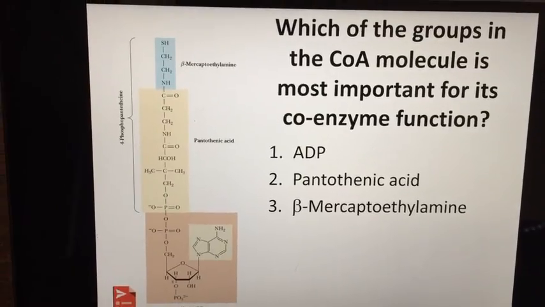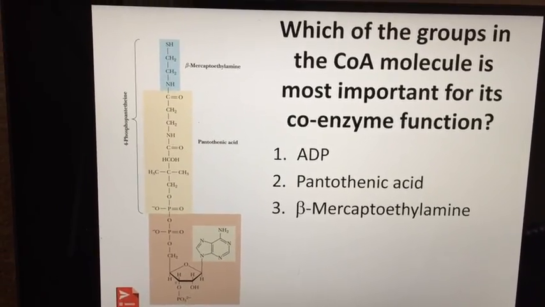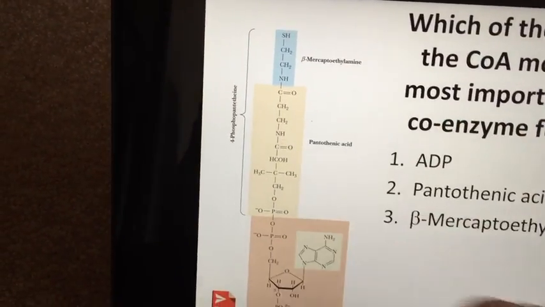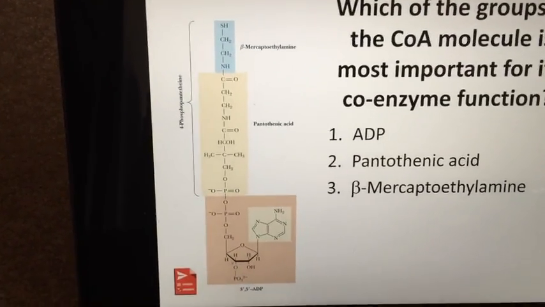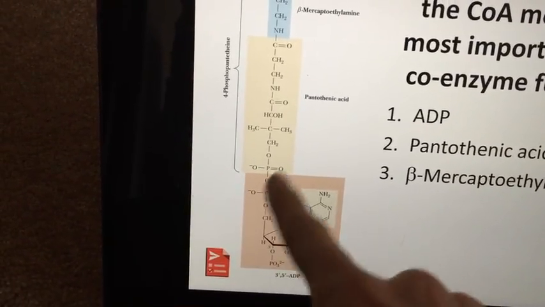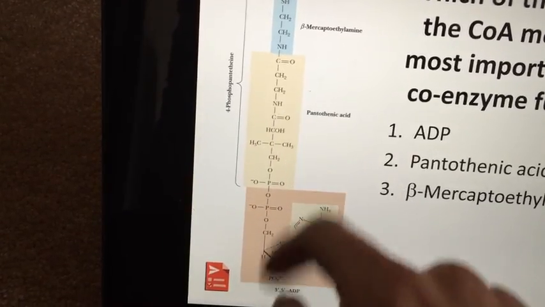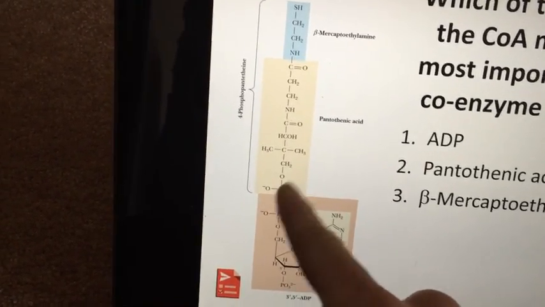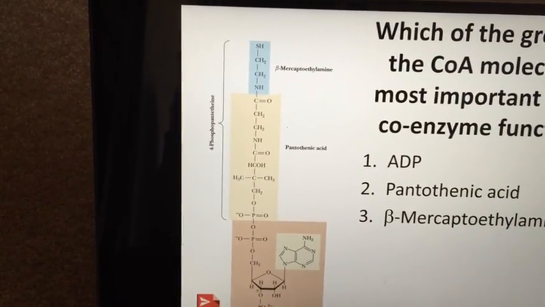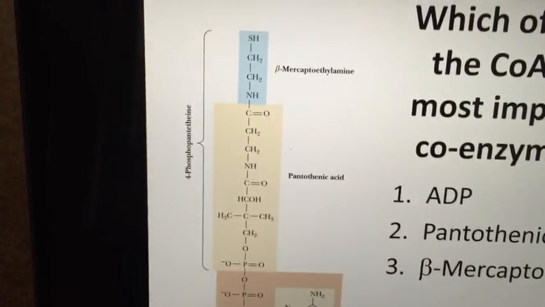Okay, so which of the groups in the coenzyme A molecule is most important for its coenzyme function? Have a look at coenzyme A. This is the structure of coenzyme A. Which of these groups, and you can see there's an ADP nucleotide, there's this group pantothenic acid, and then there's the beta-mercaptoethylamine group at the top, and that is the important one. Let's zoom in. It's got a thiol group, and we know that that thiol group is very reactive.